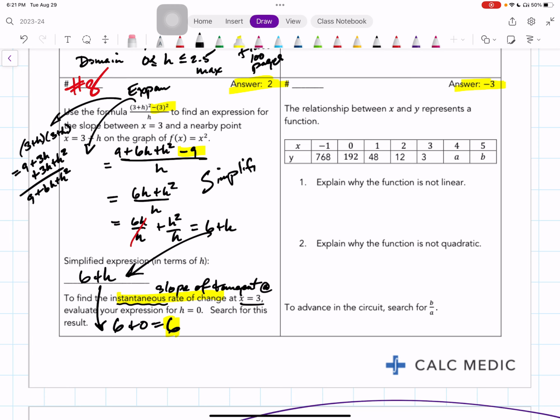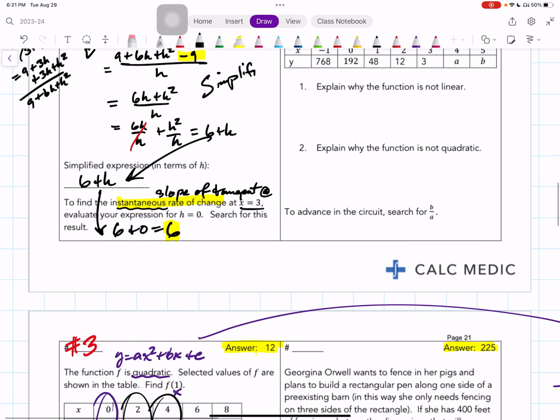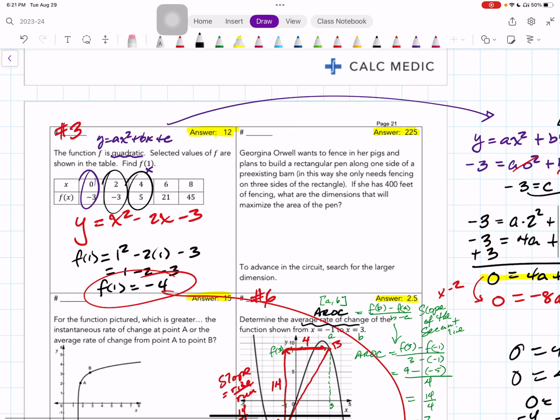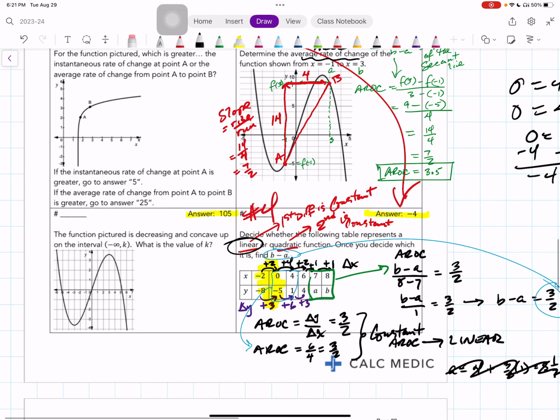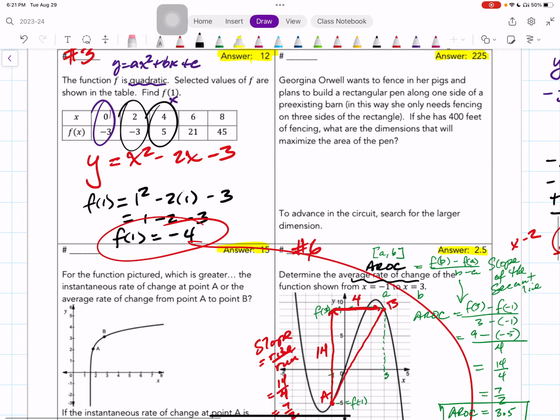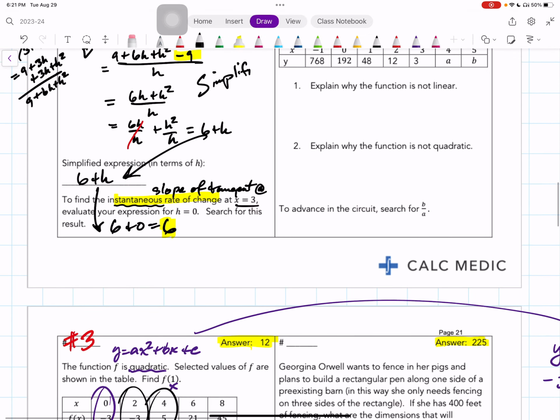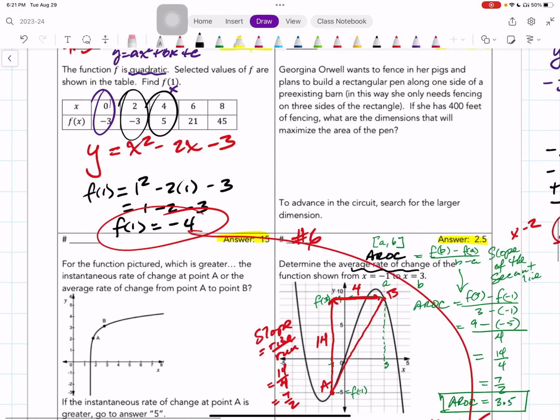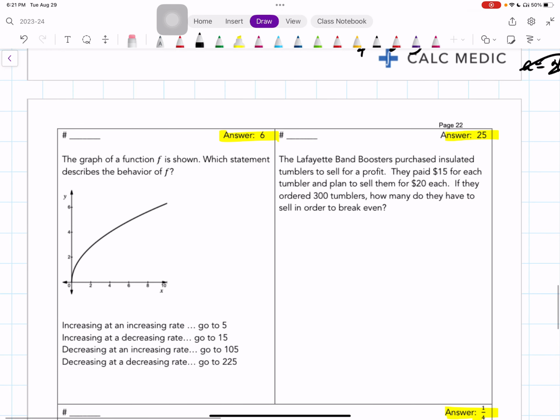Okay, we're on number 8, so let's find number 9. We got to find a problem that has an answer of 6. It's right here. So we just did number 8, now we're on number 9. And I'm going to do one more. So this is number 9.